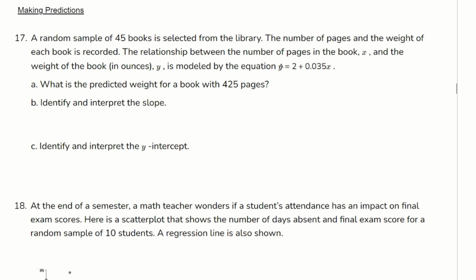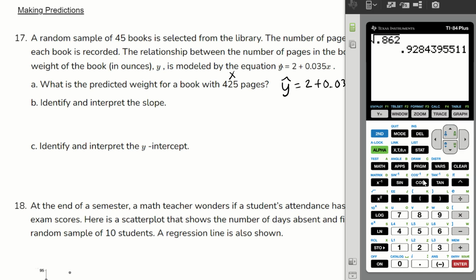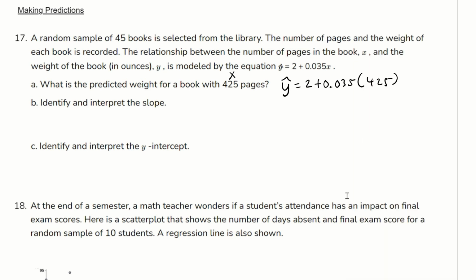So here, the predicted weight, that's your y hat, right? So all we got to do is just plug in x equals 425 into that y hat equation, the regression equation. We got 2 plus 0.035 times 425. We can do that using our graphing calculator. 2 plus 0.035 times 425. So we get a predicted weight of 16.875 ounces.